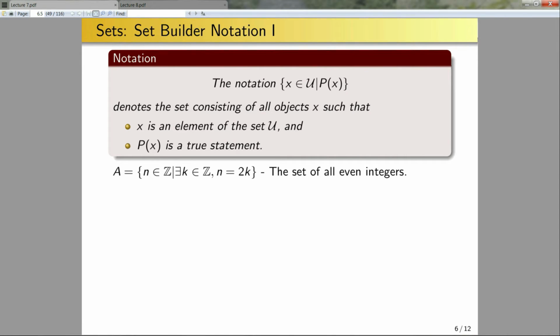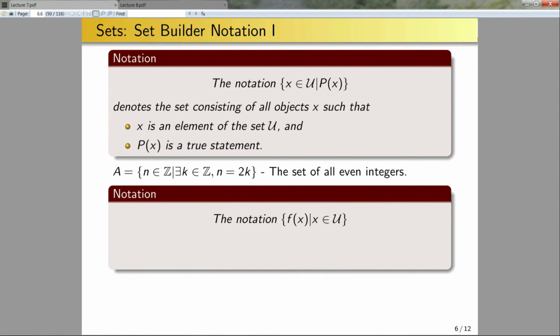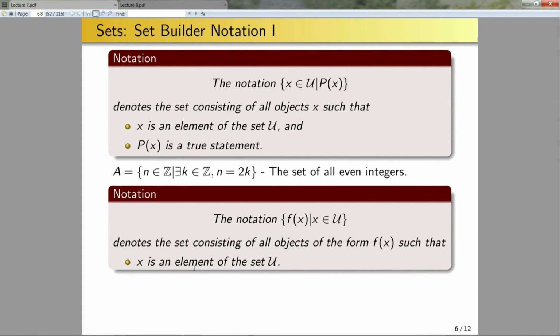Now let's introduce another notation. The notation {f of x such that x is in U} denotes the set of all objects of the form f of x such that x is an element of the set U. So this is slightly different from the upper notation. In practice, pretty much every set that you'll see you can write using either notation, but let's demonstrate how to use this notation.